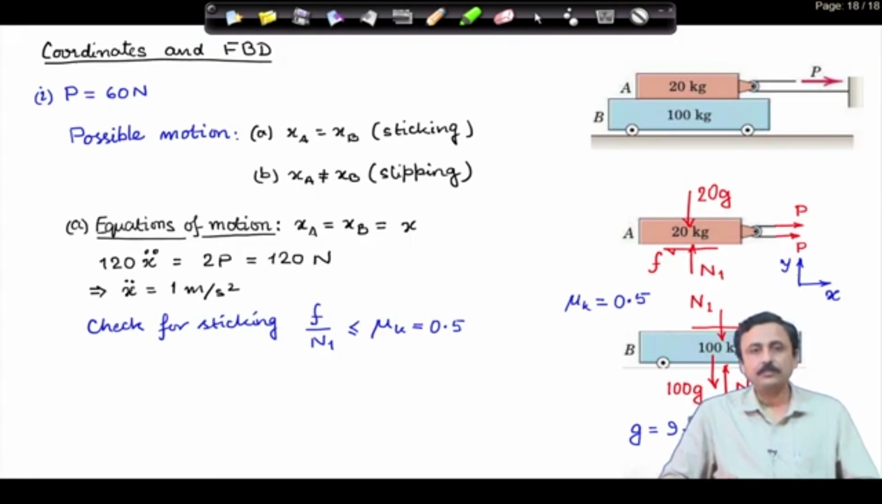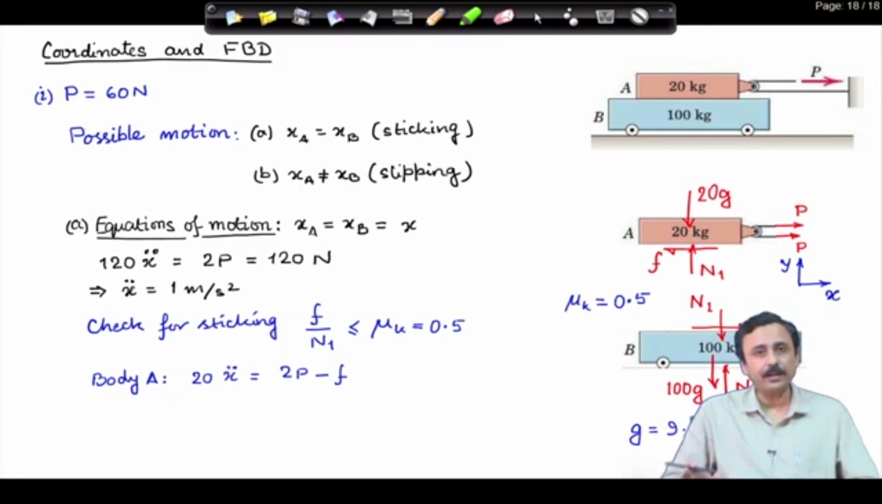Now, we check for the sticking or slipping condition, because we have assumed sticking. Therefore, the force of friction at the interface divided by the normal reaction at the interface must be less than or equal to the given value mu s, which is 0.5, and mu s is equal to mu k. Therefore, F by N1, the force of friction divided by the normal reaction at the interface, must be less than or equal to 0.5. We have to find out the force of friction and the normal reaction. So, for that I look at body A only.